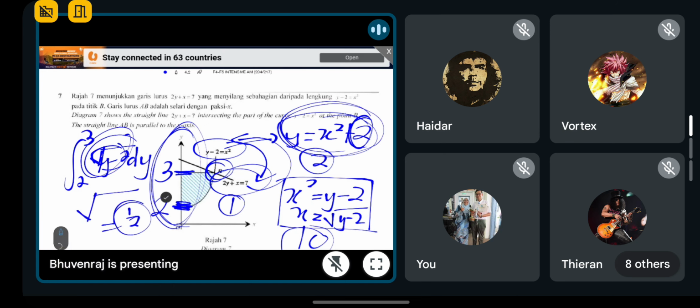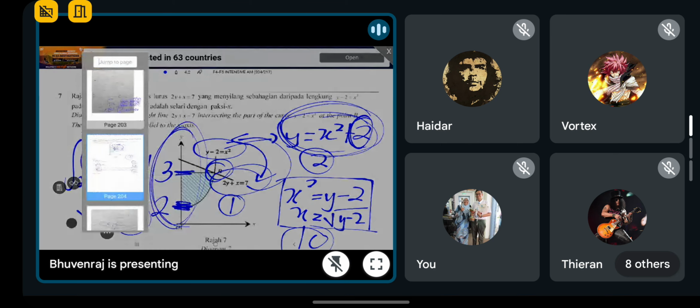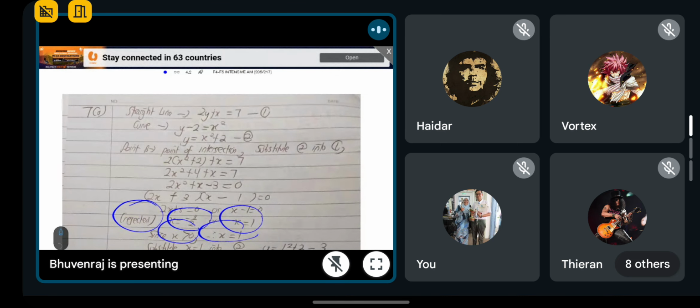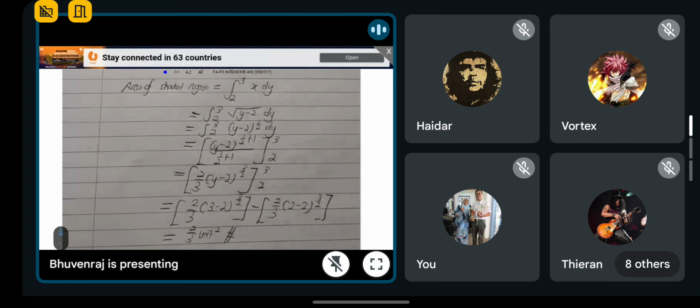So I think after that should be no problem. You can find the area already. So this one involve your basic integration again. Okay, so kamu buat pengamilan macam ni, plus 1, and then substitute upper lower limit. So then you will get 2 over 3 unit square.